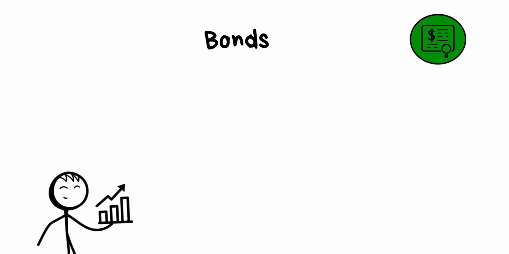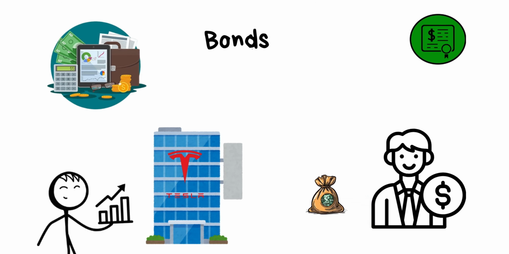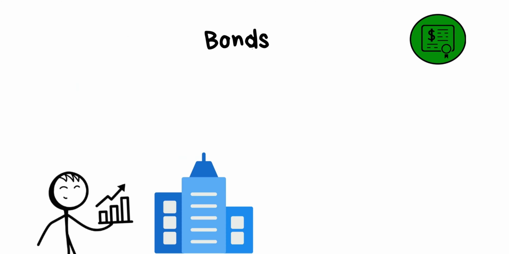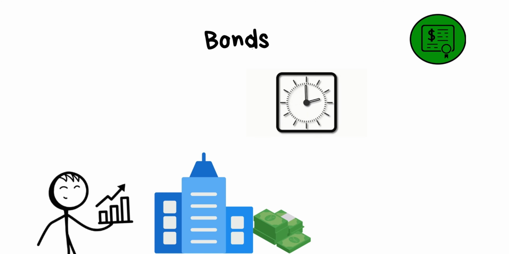Bonds are debt financial instruments through which an investor lends money to a company in exchange for regular interest payments and the repayment of the borrowed amount at maturity. Basically, you lend them money, and they commit to paying it back after a certain period of time, along with a fixed interest.